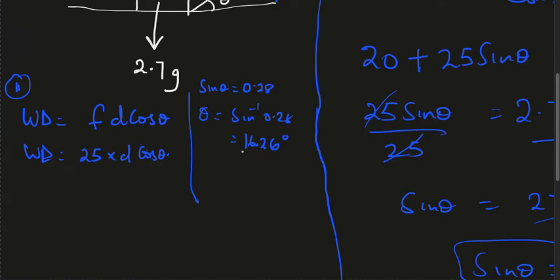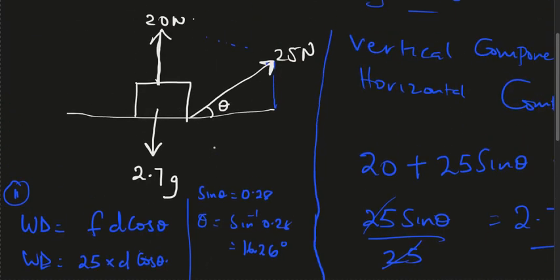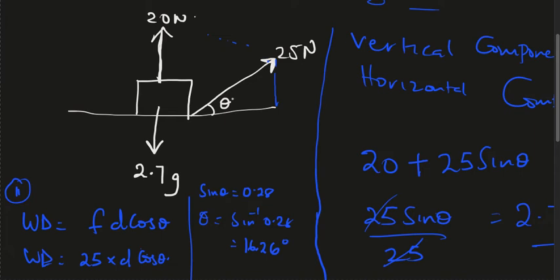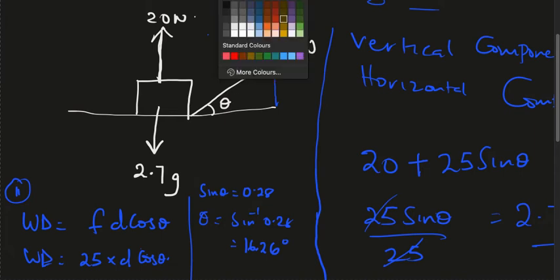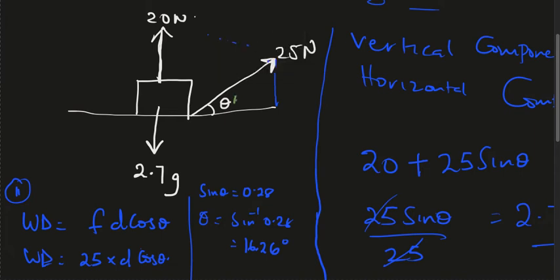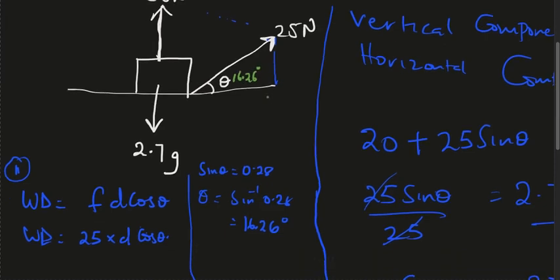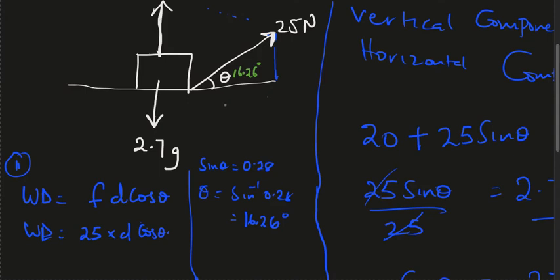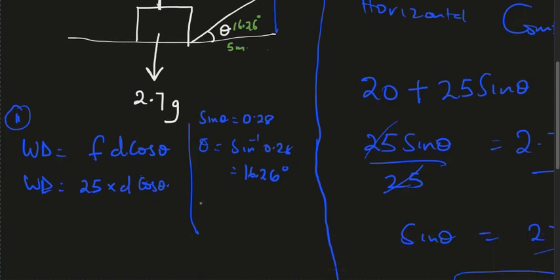Now, remember we want cos theta. Taking you back to the diagram, this angle is 16.26 degrees. Now we already know that this side, the distance pulled, is 5 meters. Now we need cos, so we shall say cos theta is equal to 5 over.